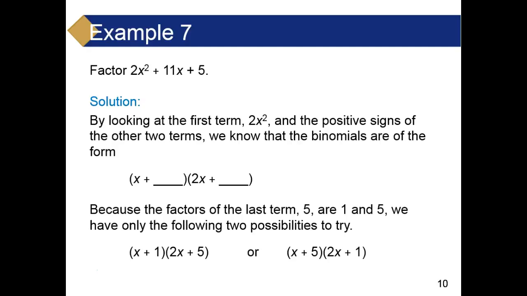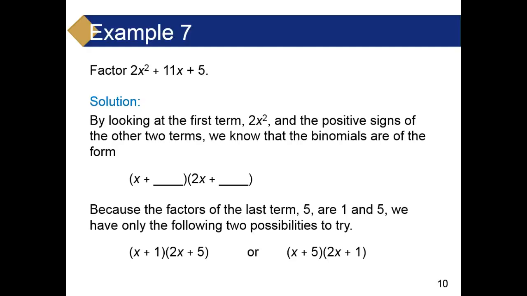This one would be 2x squared. That's fine. 5x. That would add to 7x. Wrong answer. Don't use that one. Use this one. But check it like we did. 2x squared plus x plus 10x. That's 11x. Yay. Plus 5. Yes. So that one works.